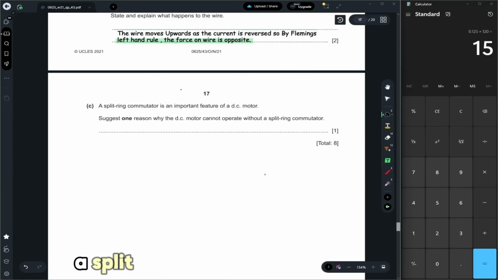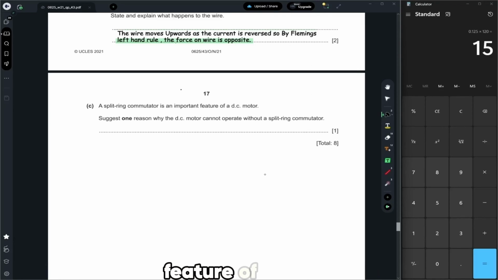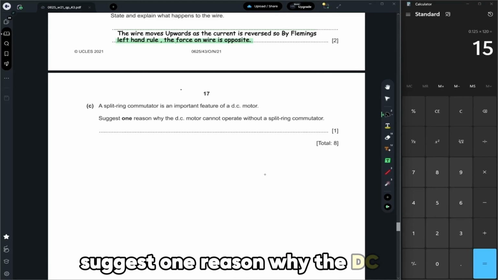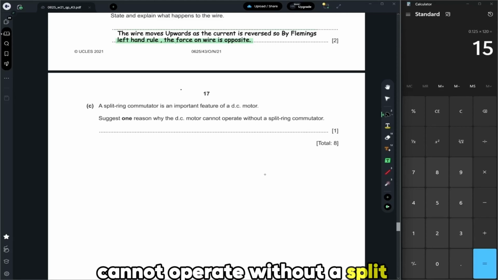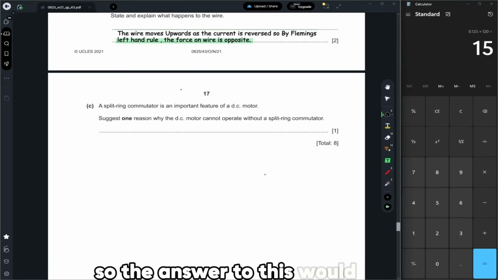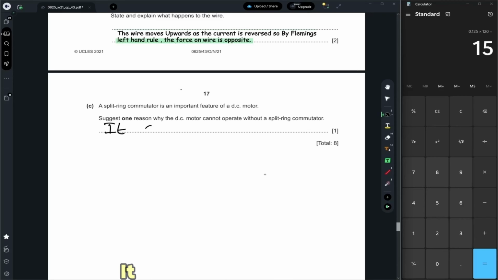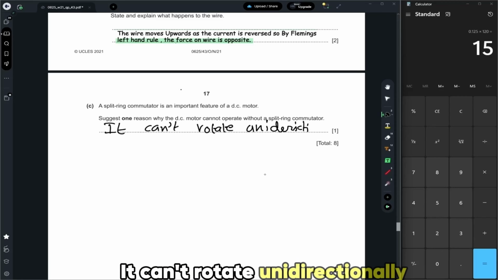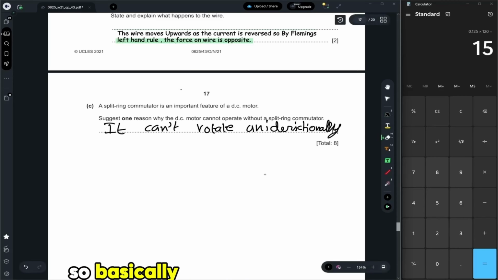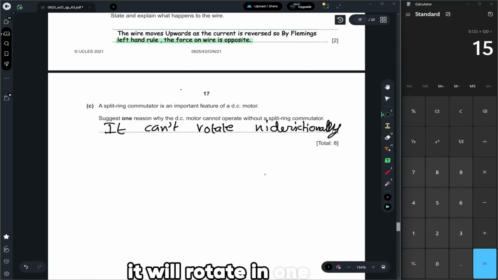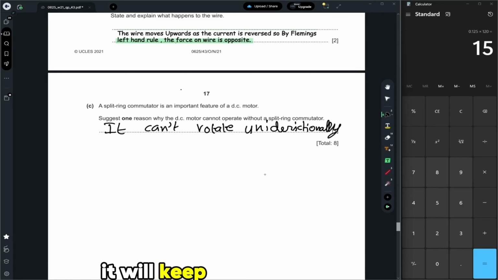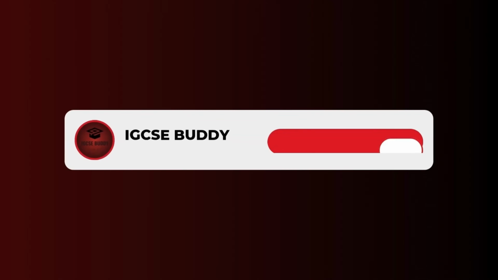point upwards. A split ring commutator is an important feature of a DC motor. So just one reason why the DC motor cannot operate without a split ring. So the answer to this would be that. So basically what unidirectionally means is that it will rotate in one direction. So if it's going anti-clockwise, it will keep spinning anti-clockwise as long as there is a split ring commutator.